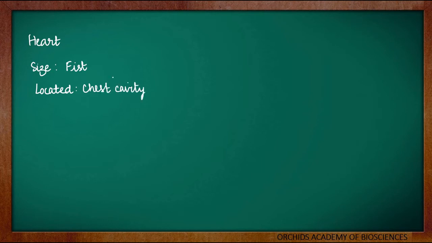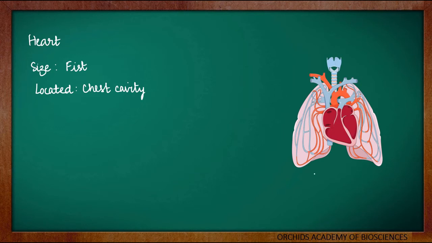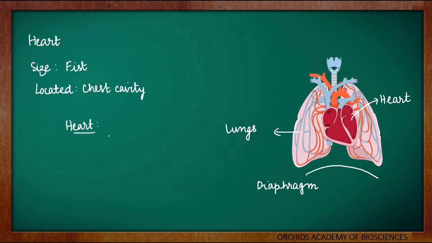Let us now discuss about the pumping organ of our body, that is heart. The size of our heart is similar to the size of our fist, and it is located in the chest cavity or the thoracic cavity. If we see where exactly the heart is located, it is present in between our lungs and above the diaphragm. Our heart pumps both blood which carries higher concentration of oxygen, called as oxygenated blood, and also the blood which carries higher concentration of carbon dioxide, called as deoxygenated blood.